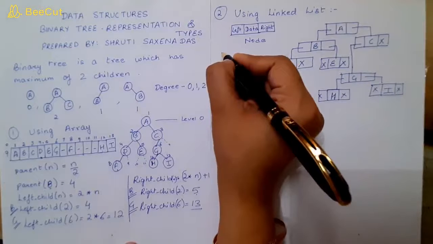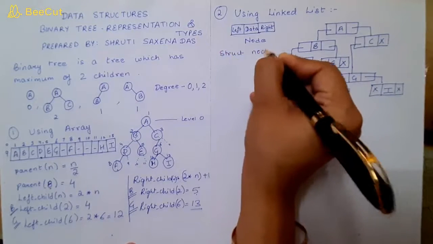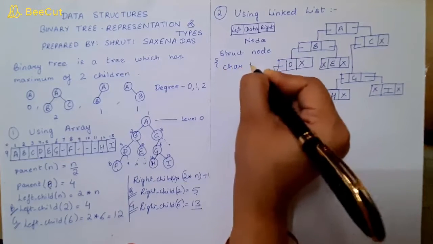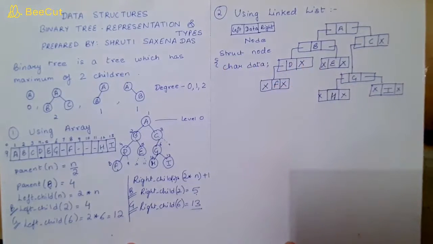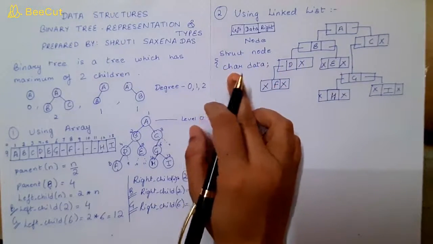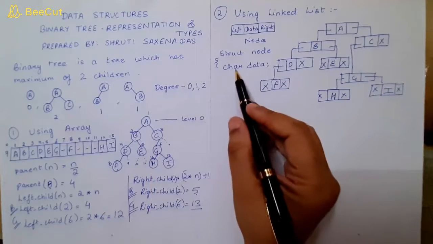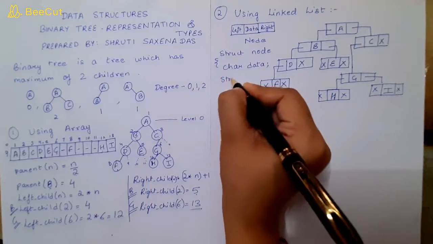For every node, the structure of a node will be like this: char data. Again I am reminding, if you are using 1 2 3 4 in nodes, then you have to take int. Here I am using ABCD as the name, so I am using char data. Then you will be having struct node.